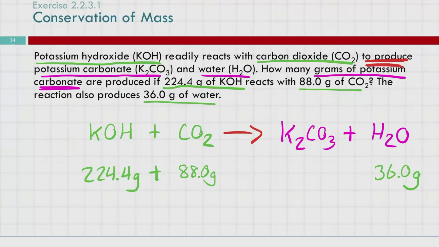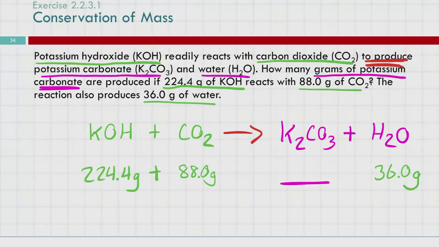What are we trying to find in this question? How many grams of K2CO3? Yeah, we're trying to find grams of this fourth thing, K2CO3, the potassium carbonate. We've got three of the numbers. We're missing one of the numbers. How can we find that last missing number? What important piece of information do we need to know? Something about the left side and the right side.